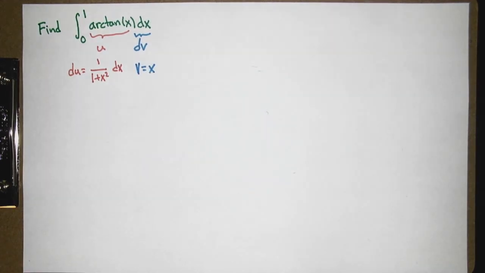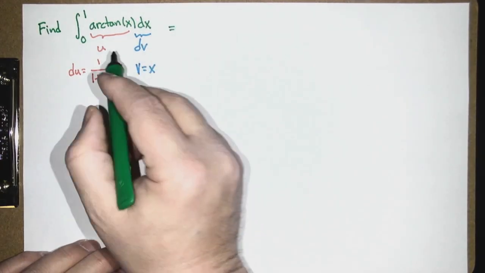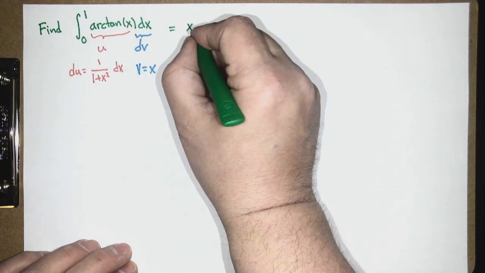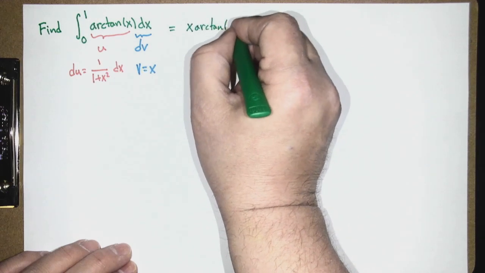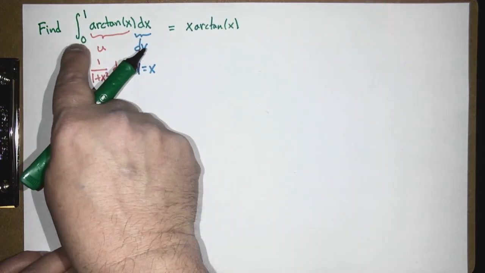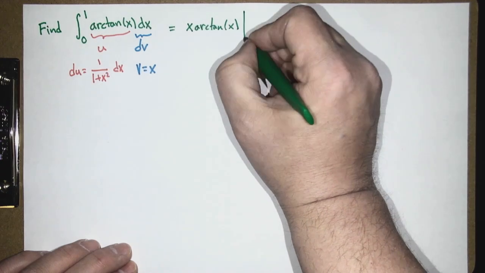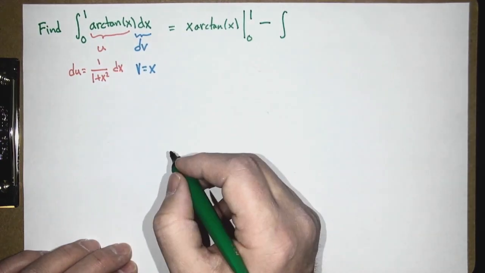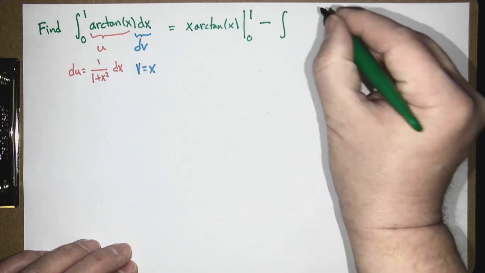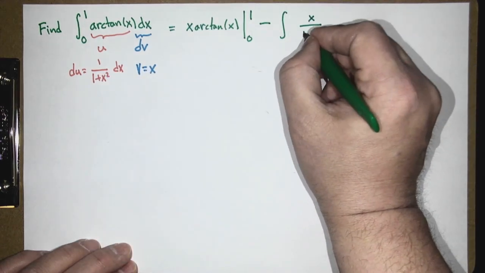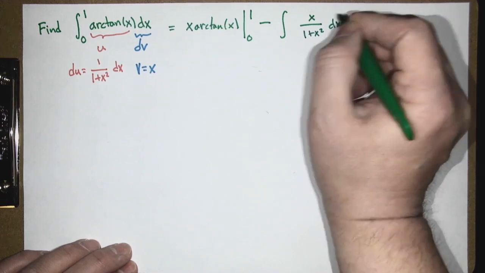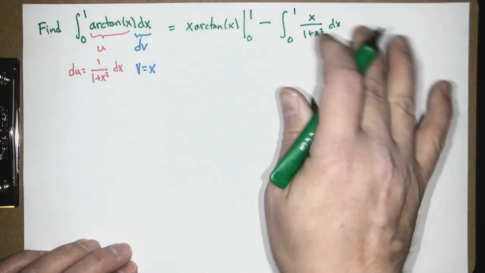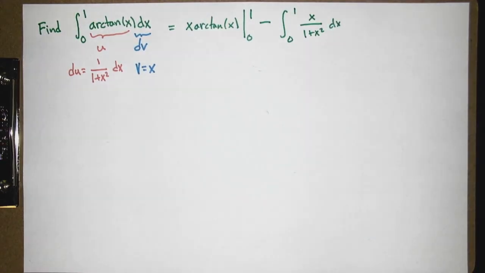All right, so there we go. We have our problem started. Our formula: uv, x arctangent of x, and then we check to see if it's a definite or indefinite integral. It's a definite integral, so we're going to need to do some evaluation, minus the integral of v du. So that's x over 1 plus x squared dx, from 0 to 1. There's no changing of the bounds here. This is not substitution. The same bounds carry through.